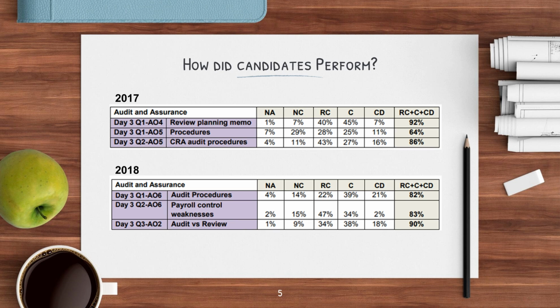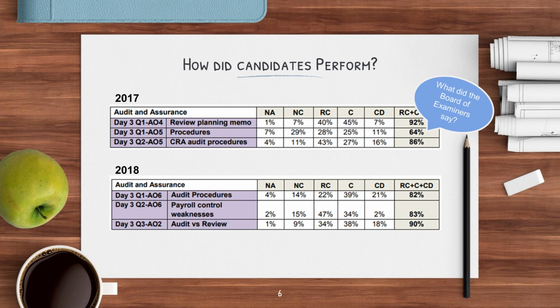So now let's look at the 2017 and 2018 CFE. Again, the candidates did pretty well, except for when you look at the procedures for 2017 and you summed up the RC, C, and CD, it was only 64%.